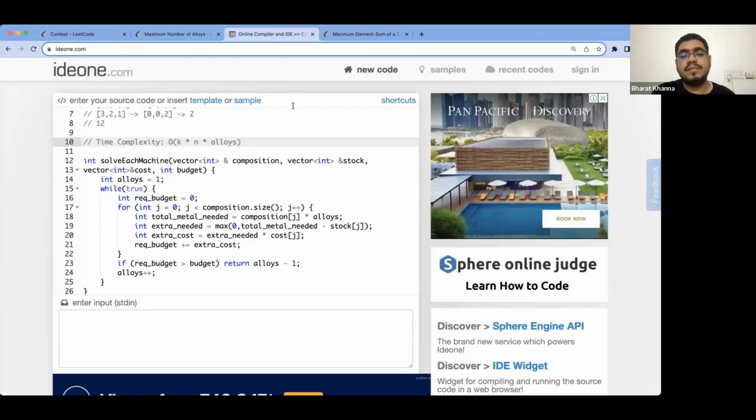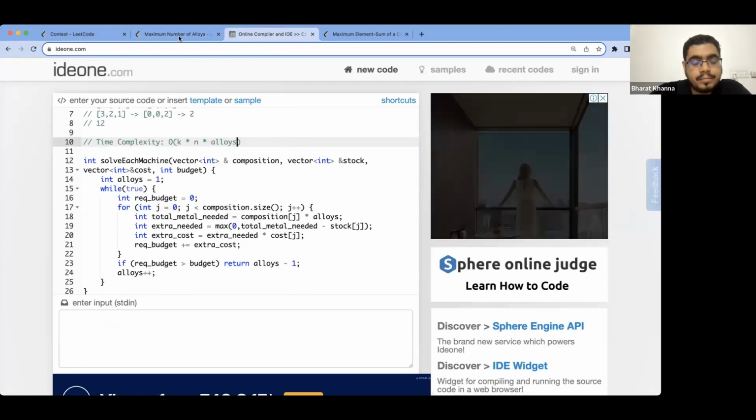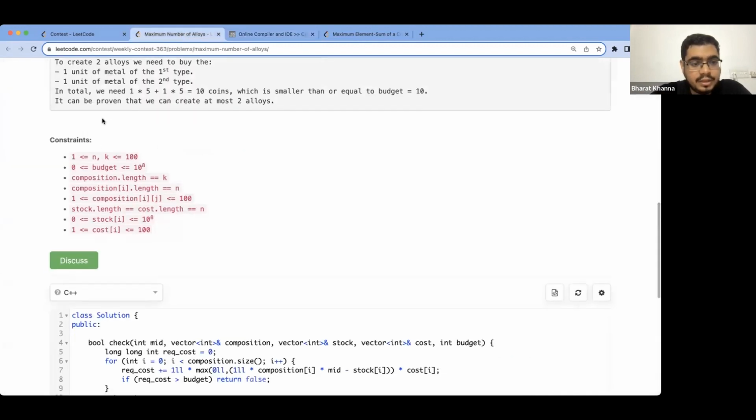What would be the worst case, when we would have, in a way, the maximum alloys? So let's look at the constraints. What will happen? Let's say we only have one kind of metal, and we can make one alloy using 1 unit of that metal, right? One unit makes one alloy. Stock already has 10^8, so 10^8 alloys are already made. Plus we have a budget of 10^8, so we can buy 10^8 more. So in the worst case, this can go up to 10^8.